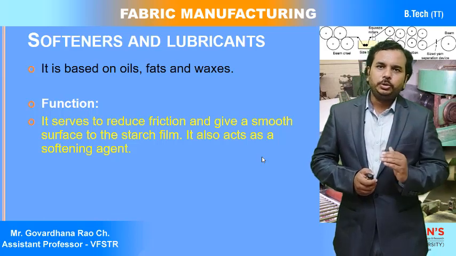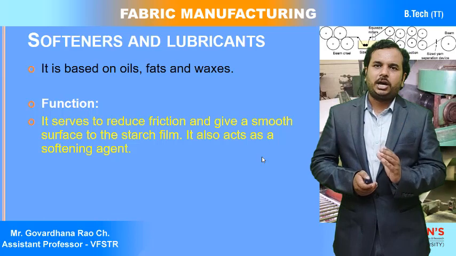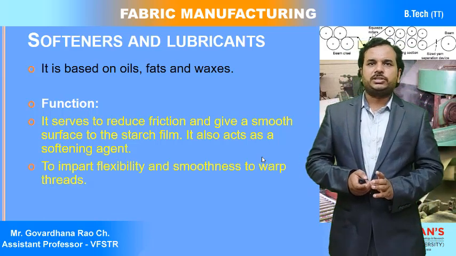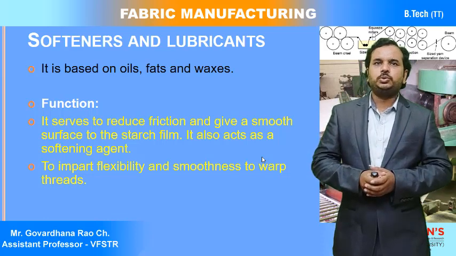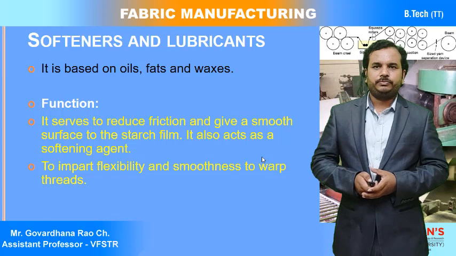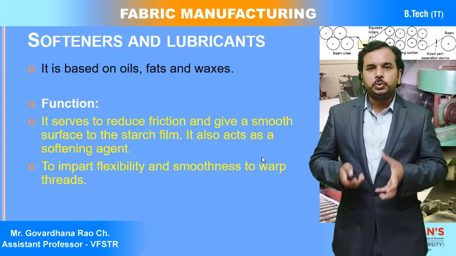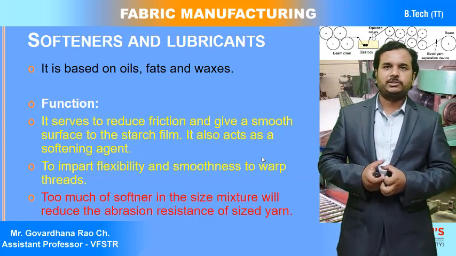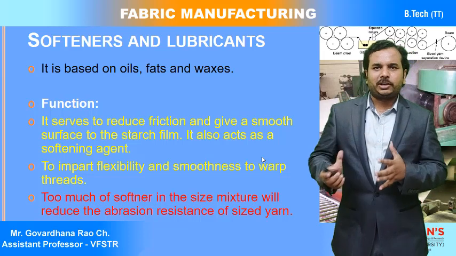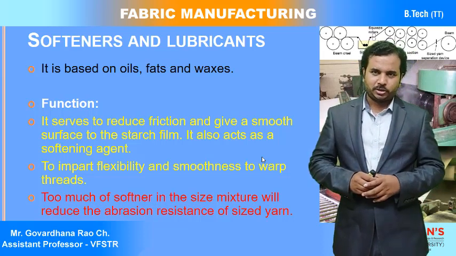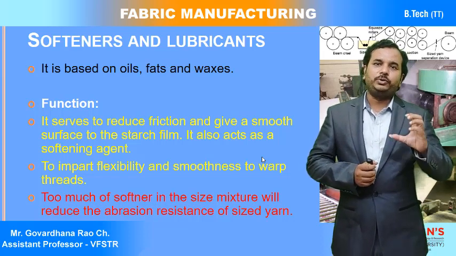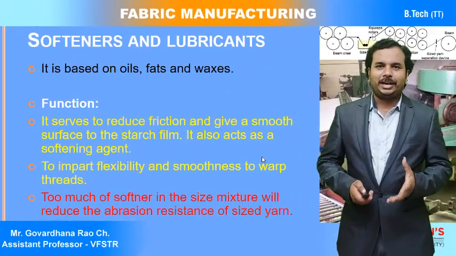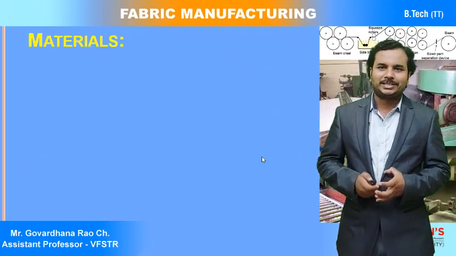Okay, so to reduce the friction of yarn to yarn or yarn to metal, we are using the softeners and lubricants. Along with this function, we use these softeners and lubricants to impart flexibility and smoothness to the warp threads. And if you apply too much softener in the size mixture, it will reduce the abrasion resistance of the sized yarn. That is why an optimum level of softeners and lubricants should be used in the size paste preparation process.